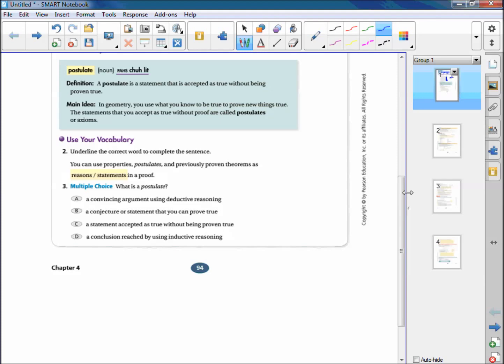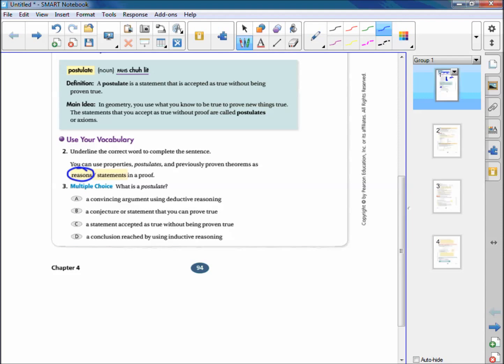Okay. All right. So number 2, underline the correct word to complete the sentence. You can use properties, postulates, and previously proven theorems as reasons in the proof. Okay. So statements is trying to get new stuff over on the left side, and the reasons are the reasons behind it. So those are on the right side of our 2-column proofs.